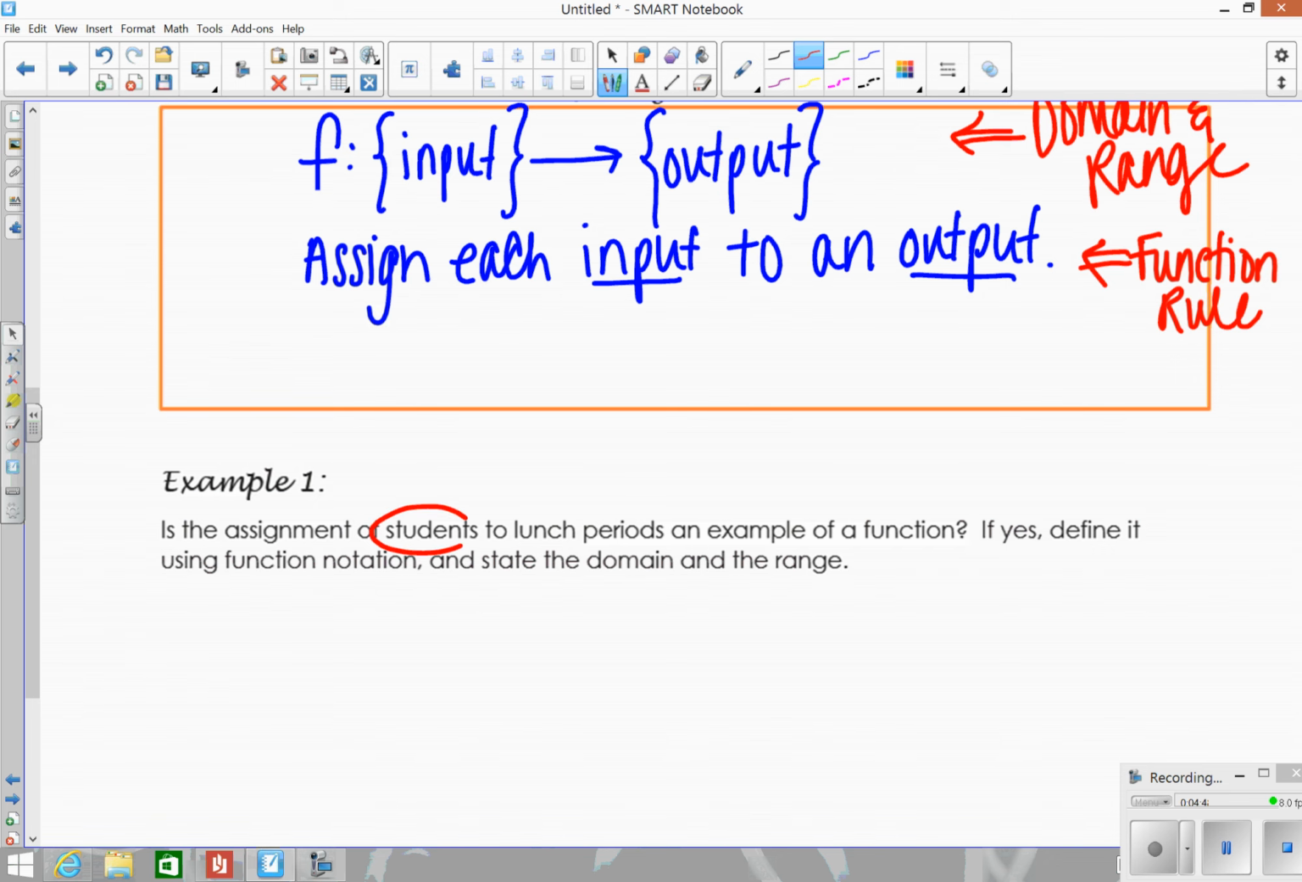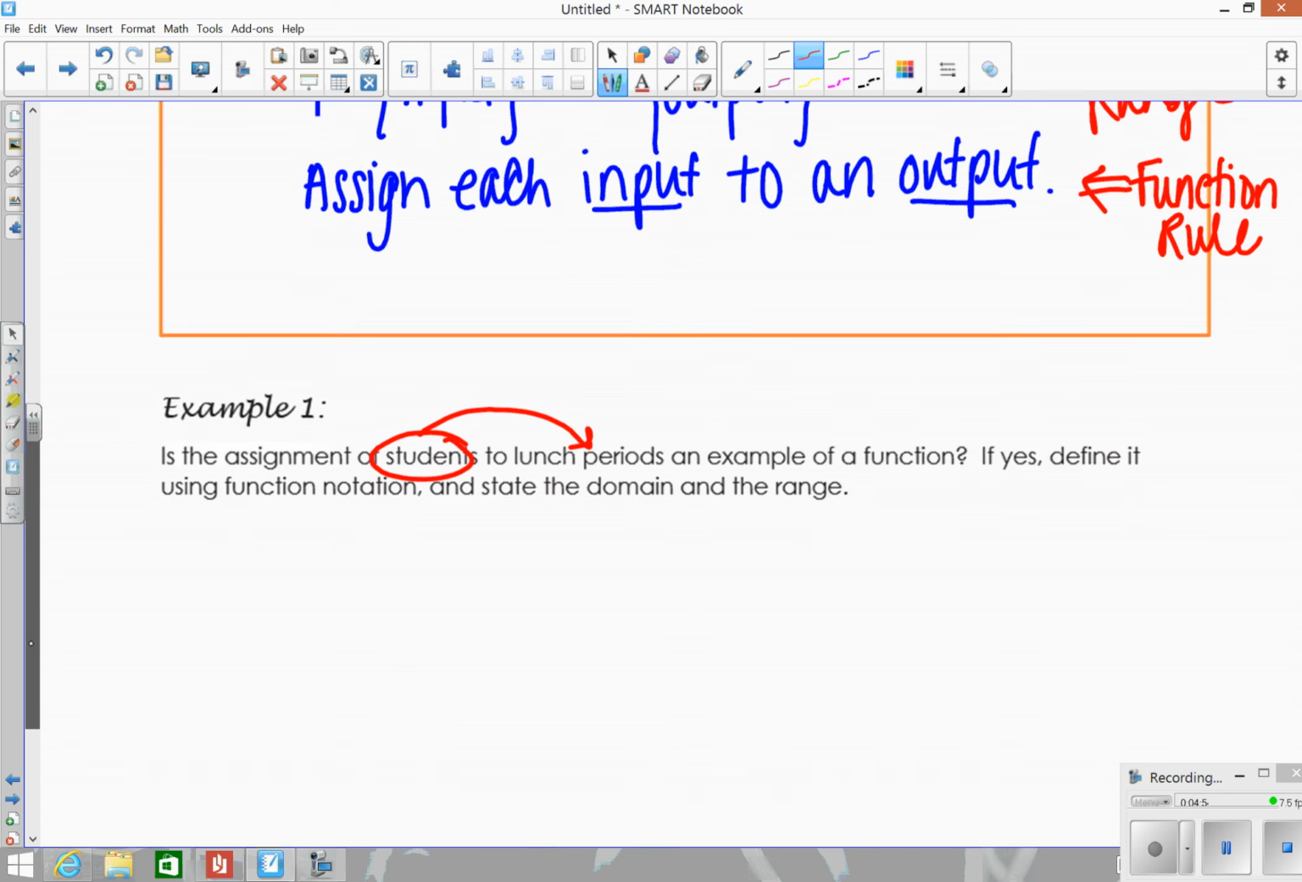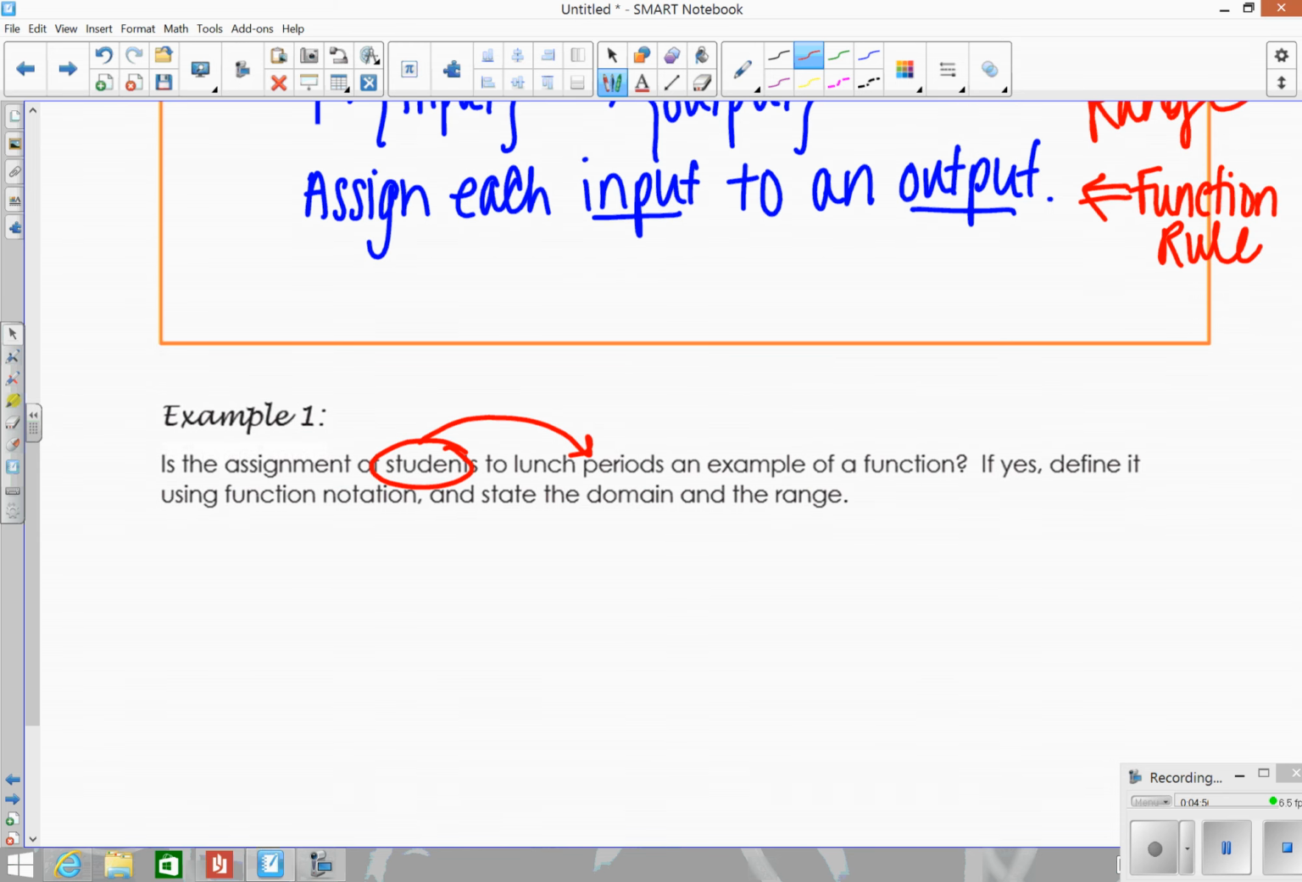So we're going from students to lunch periods, an example of a function. For me, the easiest way to think of this is I'm asking myself, does each student only get assigned to one lunch period? This really depends on what grade the student's in. If it's a freshman or a sophomore, then they're only going to have one lunch period. But seniors could have multiple lunch periods.